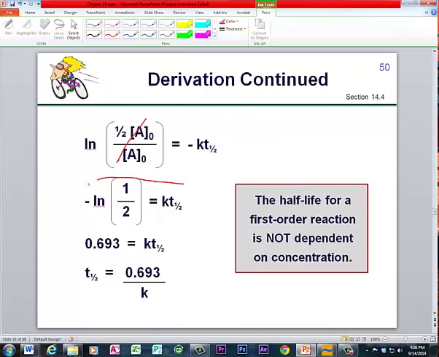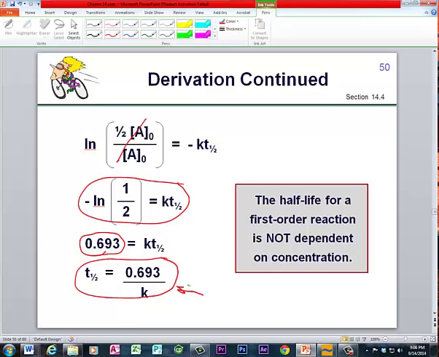That just leaves us with the negative of the log of 1/2 is equal to kT 1/2, and the negative log of 1/2 is 0.693. We could actually rearrange that, do the natural log of 2 positive, which would give us the same value, 0.693. You can plug it in your calculator and check it out. And then we rearrange it into this. The half-life for a first order reaction is equal to 0.693, which is just the log of 2, or the negative log of 1/2, divided by K.